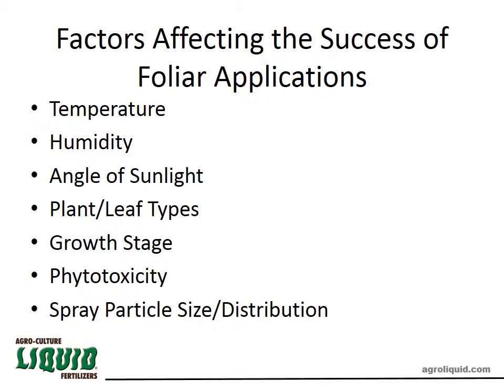So here's a list of factors that affect the success of foliar applications, and I'm going to go through these right here quick, and then we'll go through each one of them individually as we move through the slideshow. Those factors are temperature, humidity, angle of sunlight, plant and leaf types, growth stage, phytotoxicity, and then spray particle size and distribution.